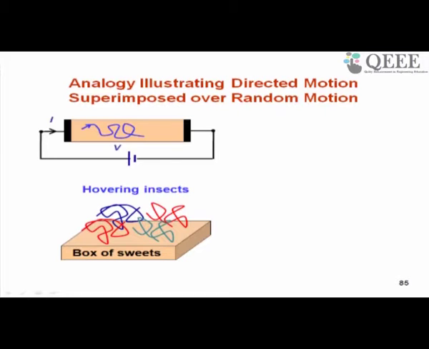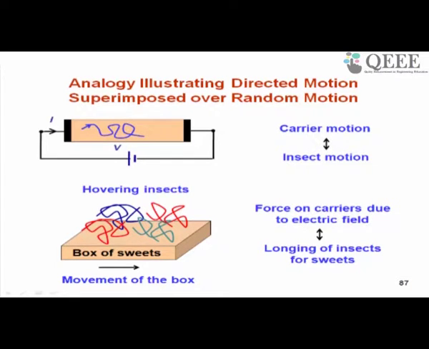Now how can I get directed motion? Suppose I move the box of sweets to the right. Imagine you are holding the box of sweets and then slowly moving it to the right. Now what you will find is all the insects which are hovering around over the box will also slowly move to the right, because they always want to remain over the sweets. But even as they move to the right, they will always be flying around, hovering around randomly. So here is an example of a directed motion superimposed over random motion. When you move the box of sweets, the movement of flies is random motion plus a directed motion. That is exactly the way electrons and holes will move when you apply an electric field. Okay.